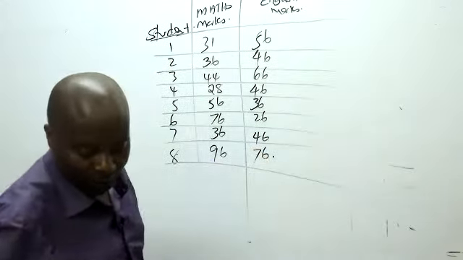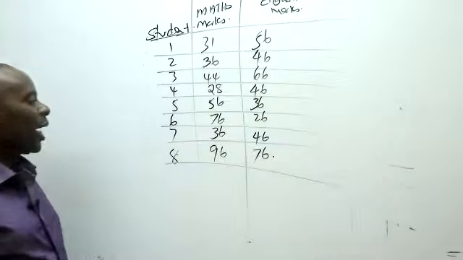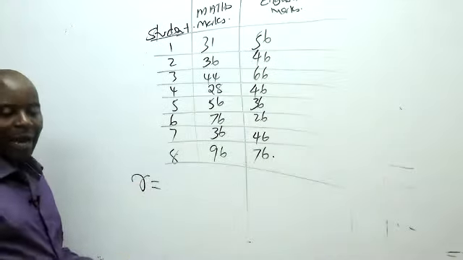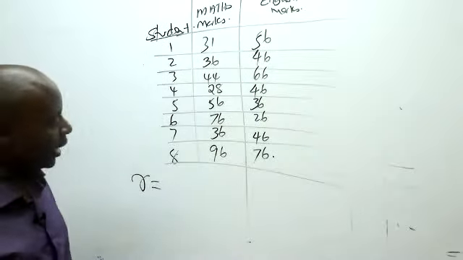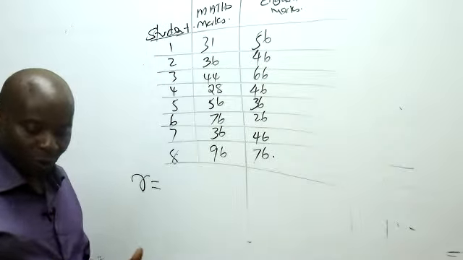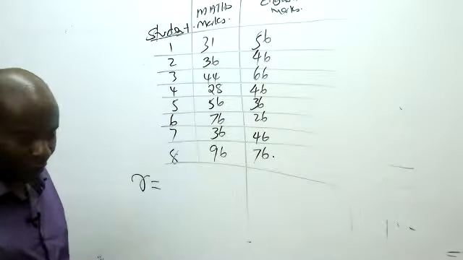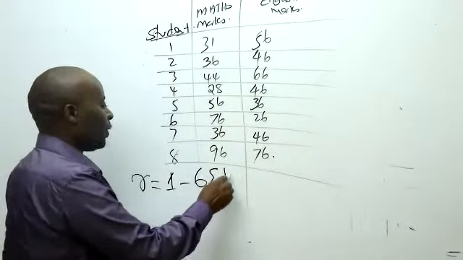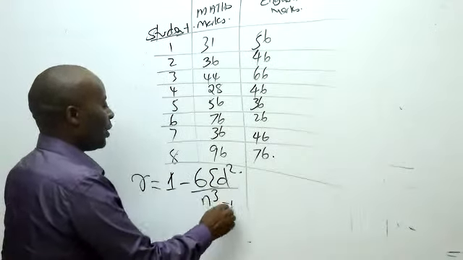So I would want someone to take like a minute and try to give us our r. Remember, they want us to use the Spearman's rank. The question itself talks of the rank coefficient. So our r will be 1 minus 6 summation of d squared all over n cubed minus n.